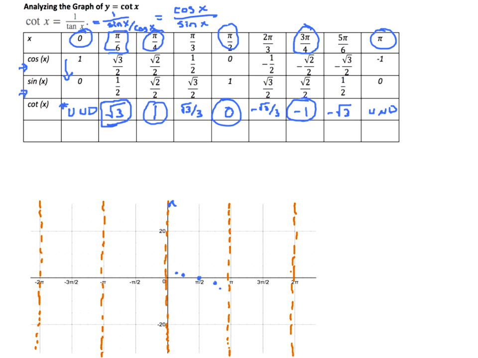So I start increasing into positive infinity towards the left asymptote, and then decreasing into negative infinity towards the right asymptote. So I can just mark my center with all of these and sketch what my cotangent function is going to look like.